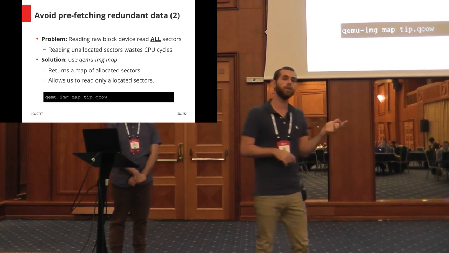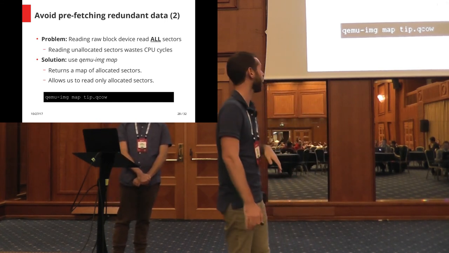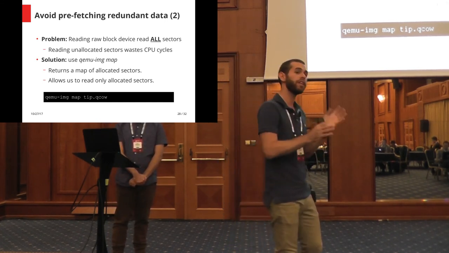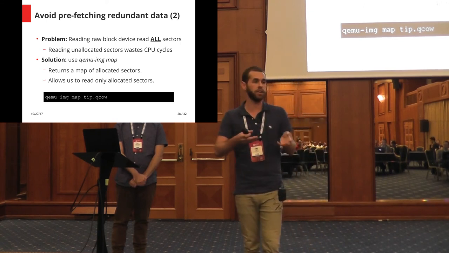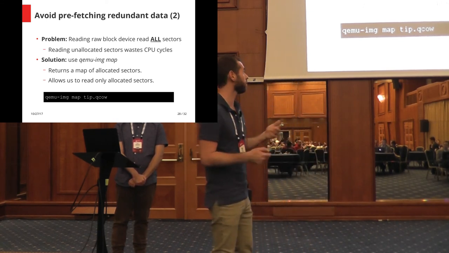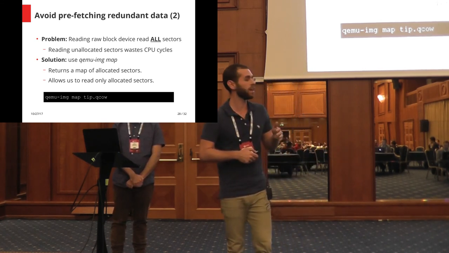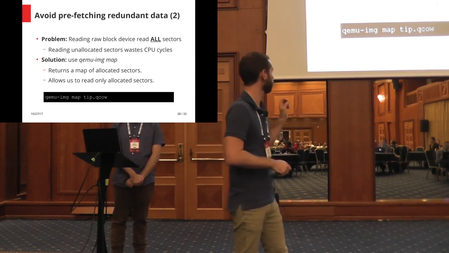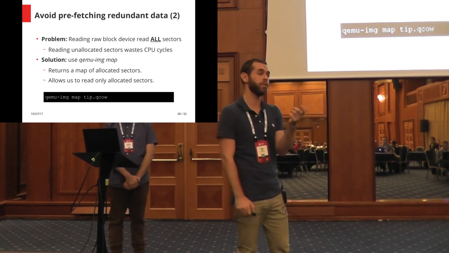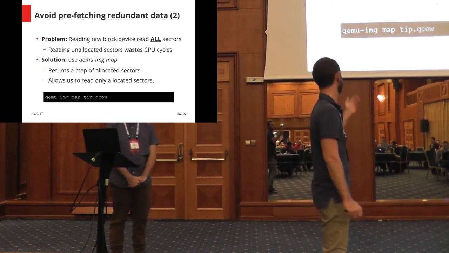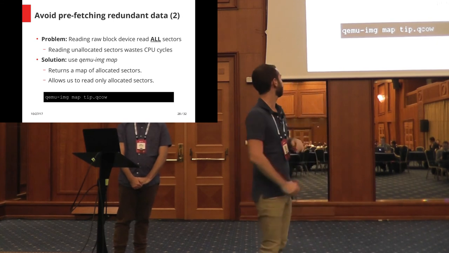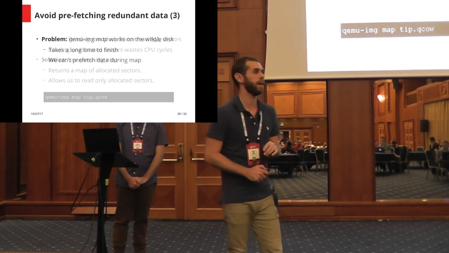So we use the QEMU image map command for that. What it does is return a map of all the allocated sectors and where they are located in the chain. So we don't need the data itself, we just need to know where the allocated sectors are, right? Now it allows us to just read the allocated sectors, since we know exactly where to look. This is an example of how to use the QEMU image map command.